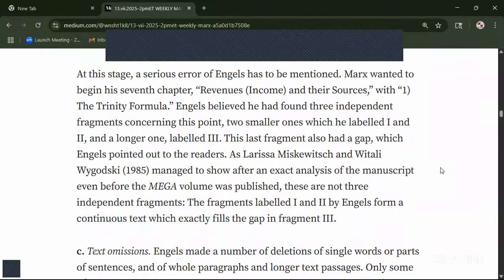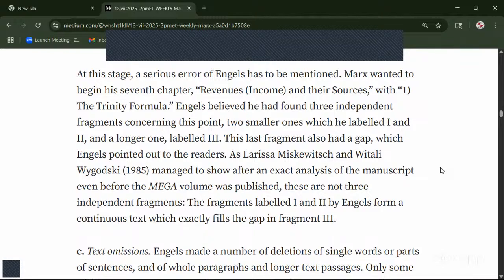Marx wanted to begin his 7th chapter, that is revenues or income and their sources, with number 1, the Trinity formula. Engels believed that he'd found 3 independent fragments concerning this point, 2 smaller ones which he had labeled 1 and 2, and a longer one labeled 3. This last fragment also had a gap which Engels pointed out to the readers.